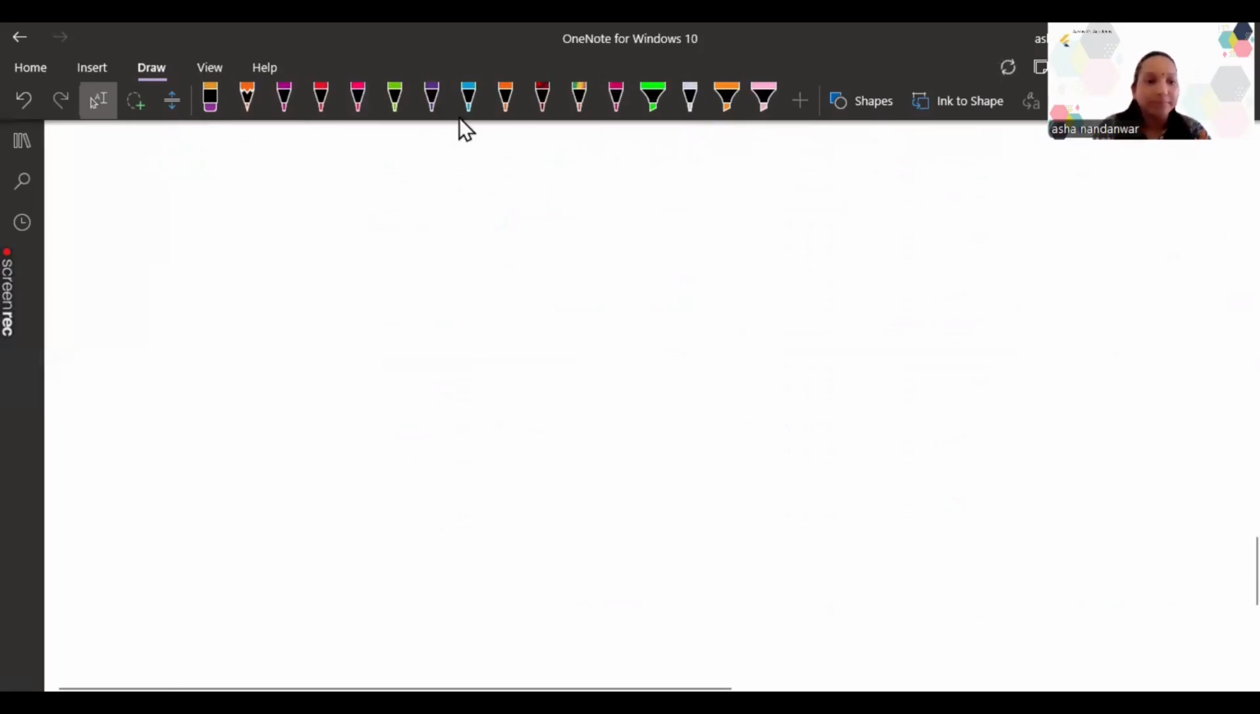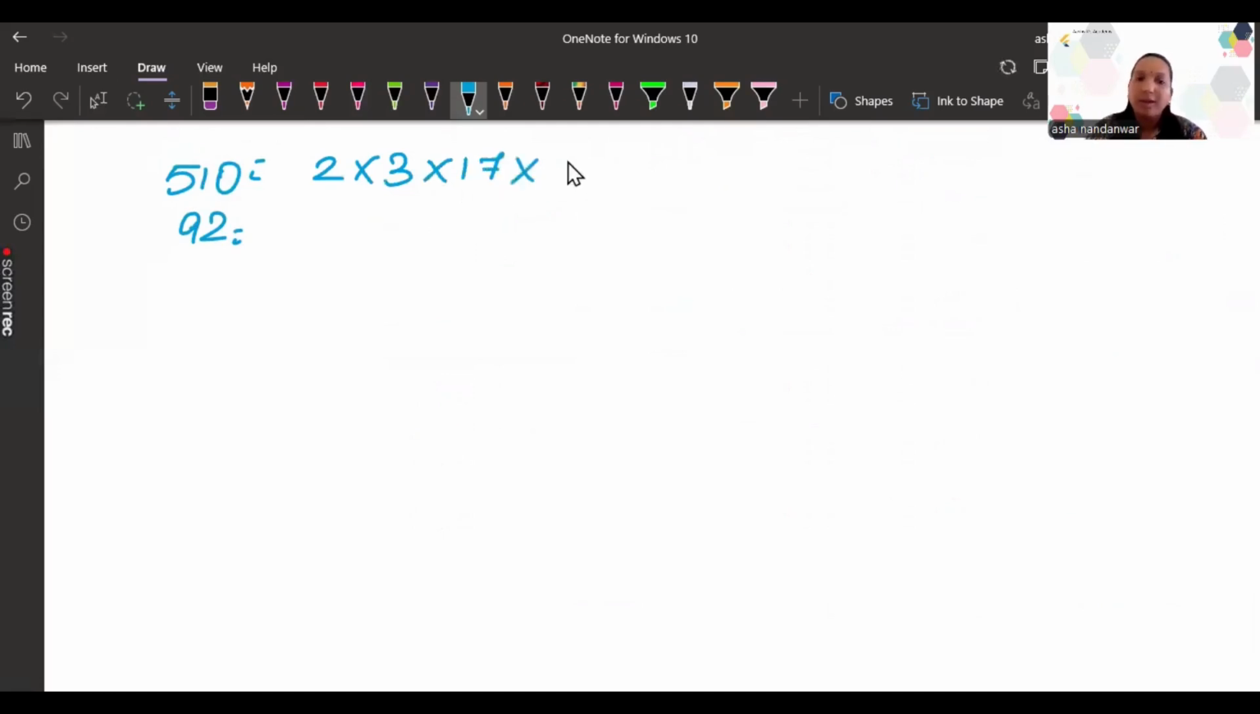So first of all, we will express 510 and 92 in the form of prime factors. Which is 2 into 3 into 17 into 5 into 1.